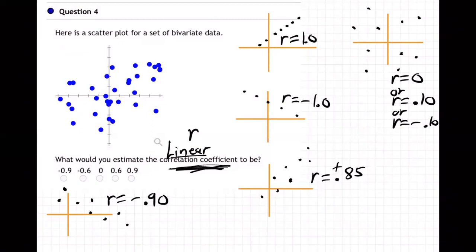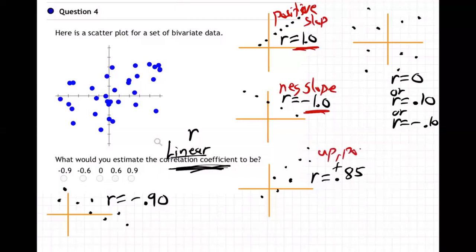So R goes between -1 and +1. If the dots line up in a perfect line going up, this is a positive slope. This is a negative slope, right? The line's going down, so it's negative. This is positive, the line's going up, but it's not as tight. It's a little looser. See how these dots are a little bit looser? So it's just 0.85. It's not all the way to 1.0. So 1.0 means a perfect line up, and negative 1.0, a perfect line down.